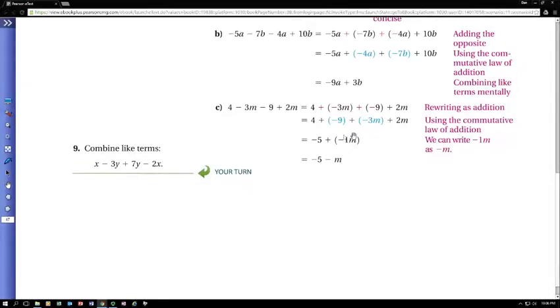Okay. Remember, if you get a -1m, that's the same as -m, because -1 means the opposite of, right? That's why I kept on putting that in here, because we're going to run into this where we have -1 times something, which is the same as the additive inverse of or the opposite of.